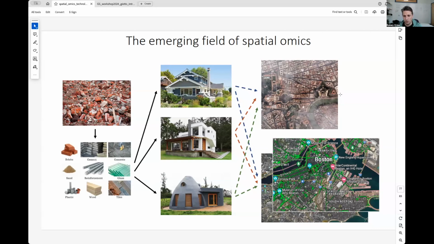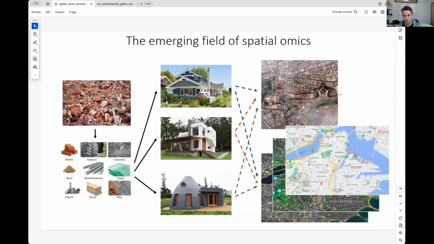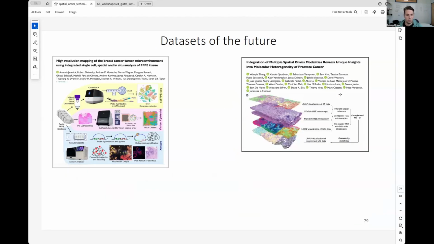In addition, it's easy to generate really pretty pictures from spatial omics technologies, but to also get real insights, you need to make an abstract representation and think about what it really means and what we can learn. And with that, I just want to show some of these data sets of the future. These are data sets where they combine multiple spatial technologies from the same section. Oftentimes this is on the same tissue slice, other times it is on adjacent sections.